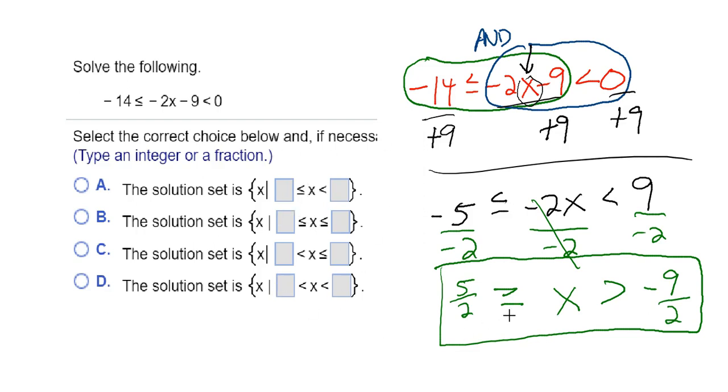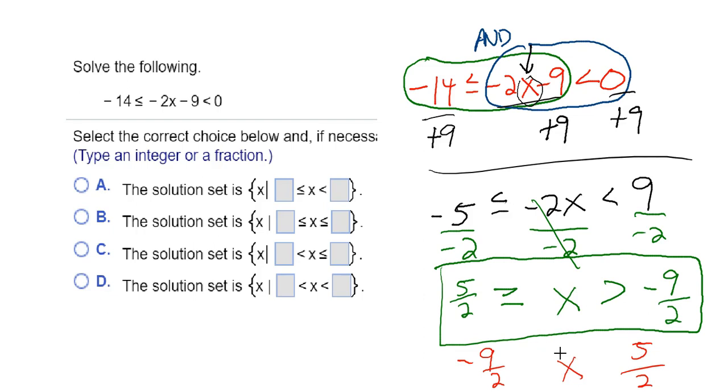So if this was an exam and I'm grading it on paper, I'd be perfectly happy if you left it like this. There's no reason to change it. This is fine. But to get it to fit into MathXL, we want to flip this around. So what you're going to do is flip the whole inequality around. I'm going to put the negative 9 halves on the left-hand side, the positive 5 halves on the right-hand side.